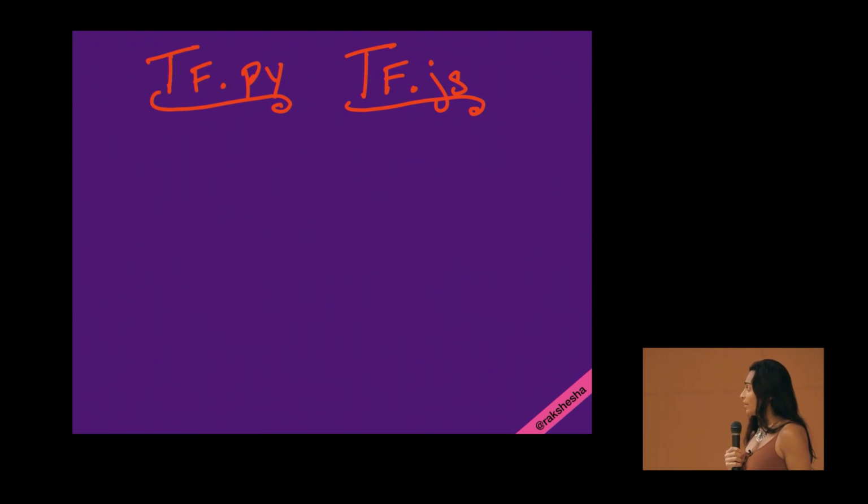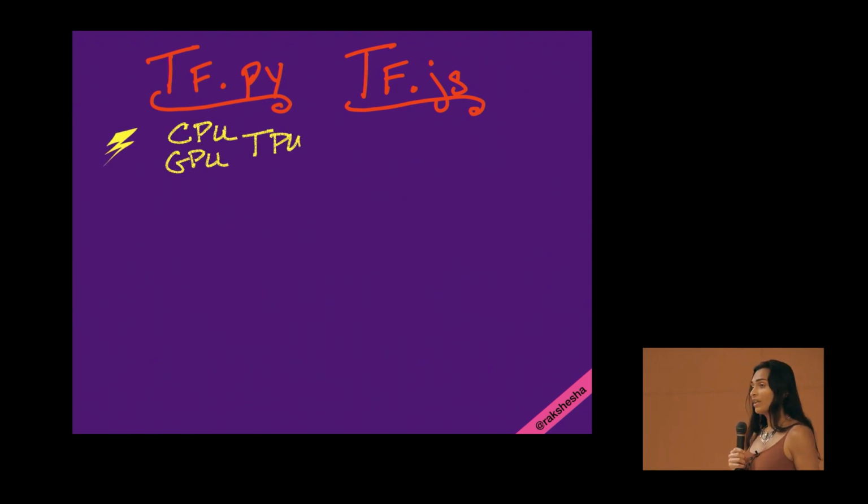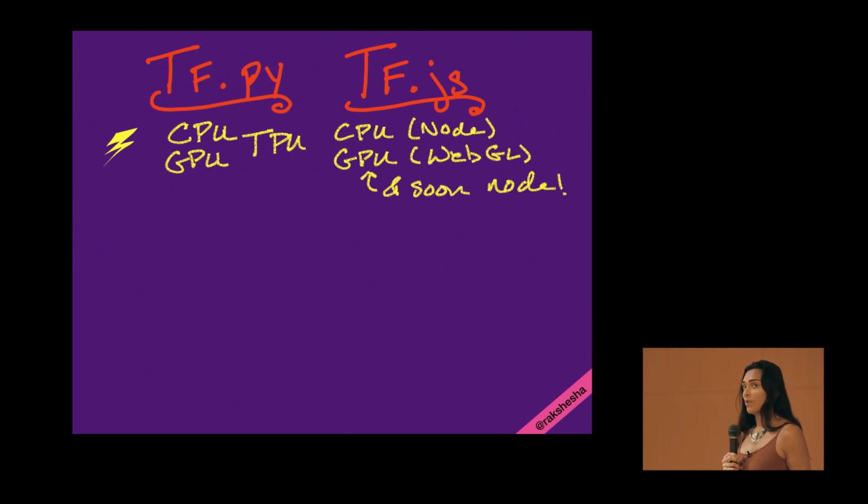So in TensorFlow Python, we can run our compute graphs on the CPU, on the GPU, and on TPUs. TPUs being sort of special purpose hardware that Google has to train machine learning models specifically. In TensorFlow.js, we can run on the CPU in Node and on the GPU using WebGL. And I believe they are about to add TPU support in Node, but it is taking some time.